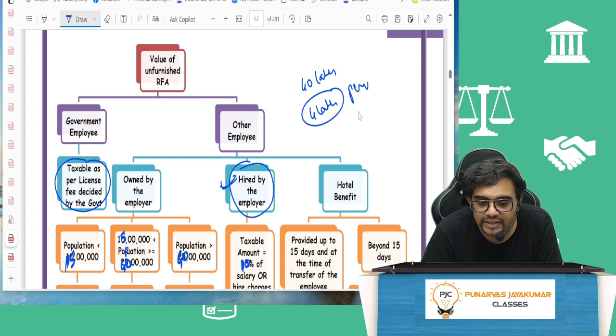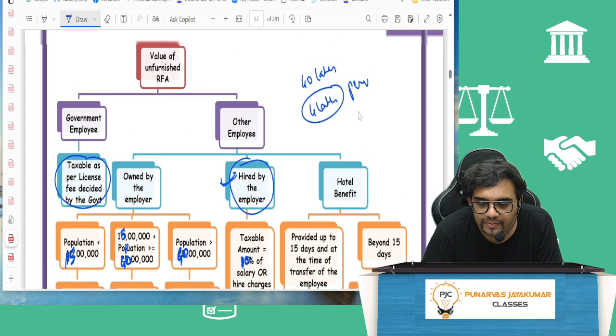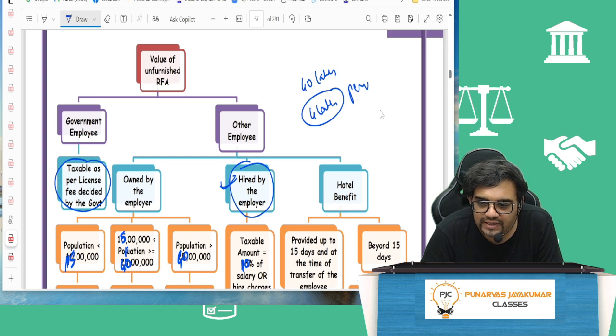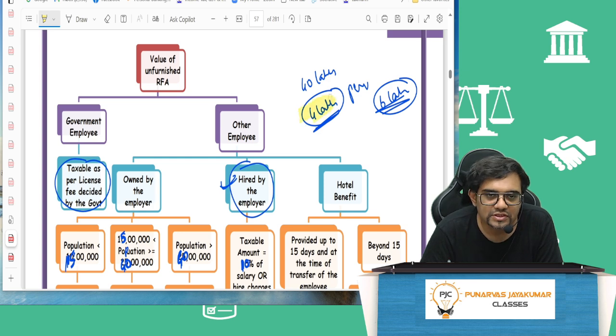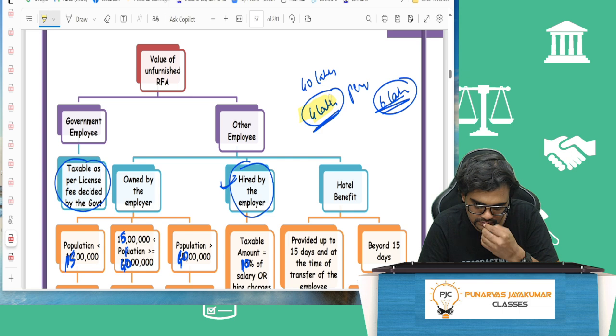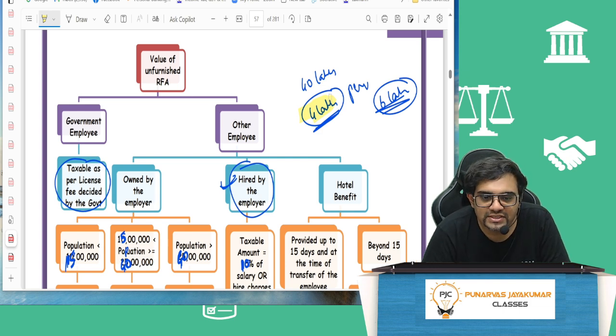But that property, they are hiring at 6 lakh rupees. So it is 4 lakh or 6 lakh, whichever is less. Which is less? This one. Correct? Next year, this is the first year, no problem.